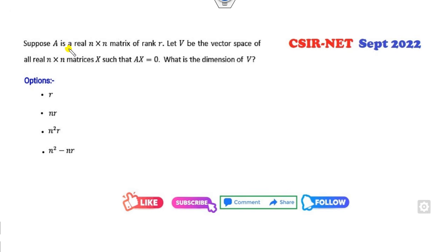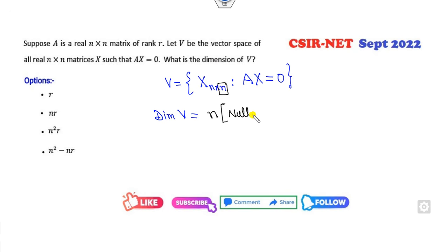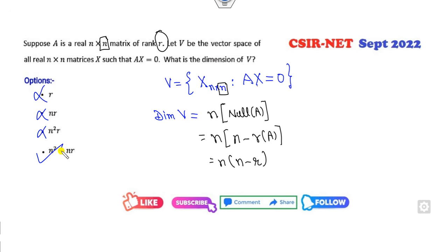Okay. A is n cross n with the rank R. V is a vector space, the collection of all those x such that Ax is equal to 0. Then what is the dimension of V? That's very simple. What is the shortcut trick? The number of column vectors times the nullity of A. What is the nullity of A? Number of columns minus rank of A. What is the rank of A? It is R. So this is the right answer of this problem: n square minus nR.